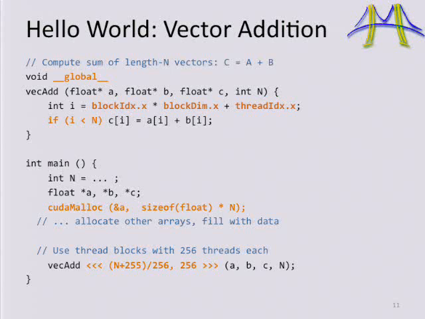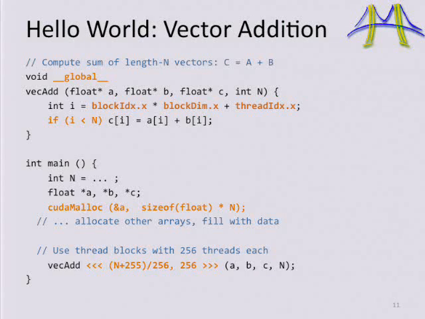Rather than iterating over an index i, each thread will use this block index, block dim, and thread index to figure out which element of the array it's supposed to work on. And then the for loop also turns into this if i less than n check, because we may have more threads than we have elements in the vector. And then the exact same code that was inside the for loop is now just the body of this kernel function.